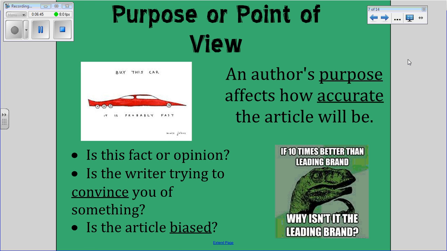So you need to ask yourself, is this fact? Is it provable? Or is it an opinion? Is the writer trying to convince me of something? Is the article biased? Now, this is not to say that all persuasive pieces are inaccurate. I don't mean to say that if someone is trying to persuade you of something that they're automatically wrong. But you do need to be able to use your critical thinking skills to decide what is really true and what is the author's opinion that he or she is trying to convince you is absolute truth.